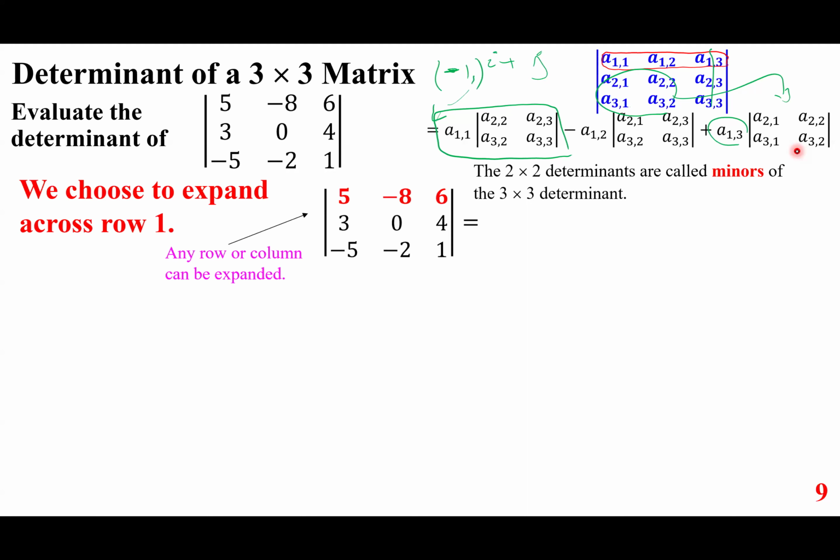So what do we get? 5 times what? Let me just cross this out so you can see that. This one goes away. So 5 times this: 0, 4, negative 2, 1.